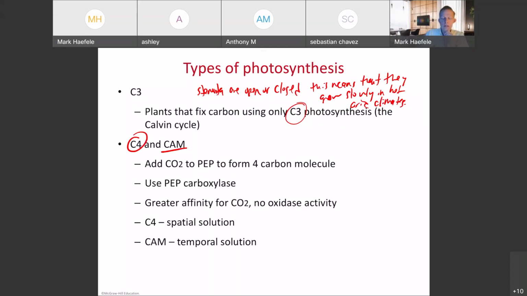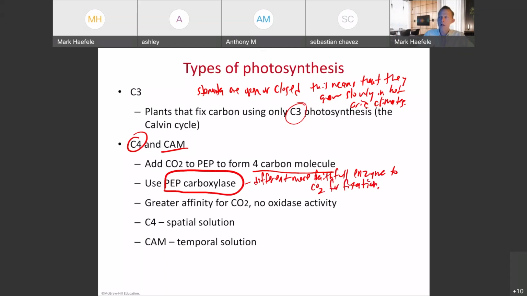So what happens here is you add a CO2 to phosphoenol pyruvate, and that's going to form a 4-carbon molecule. That's the reason why it's called C4 in both cases. It also uses a totally different enzyme for this fixation, a more faithful enzyme to CO2 for carbon fixation. And that's kind of what you're talking about here: innovations in carbon fixation.